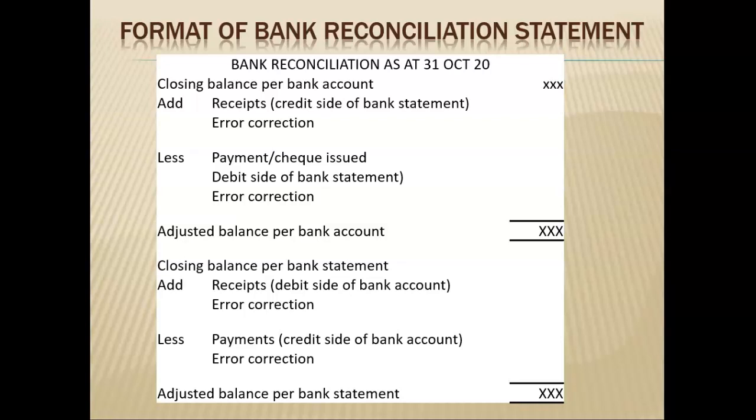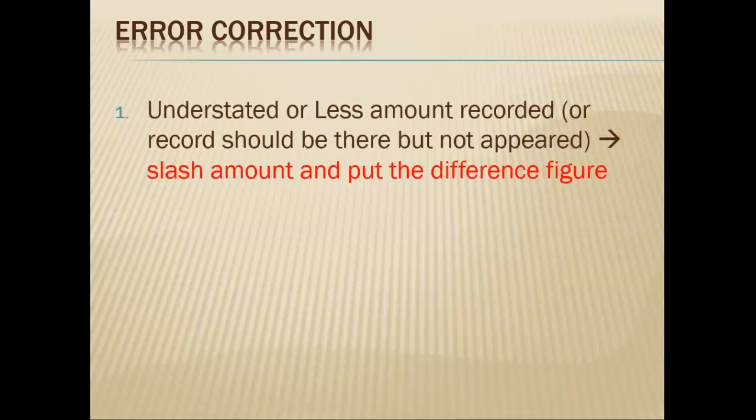Normally, we can explain, okay, this bank reconciliation explains why there is a difference between the closing balance of the bank account and the closing balance per bank statement. As I mentioned just now, there are error corrections to be added or to be deducted in the bank reconciliation statement. I have some tips on how to correct the error.